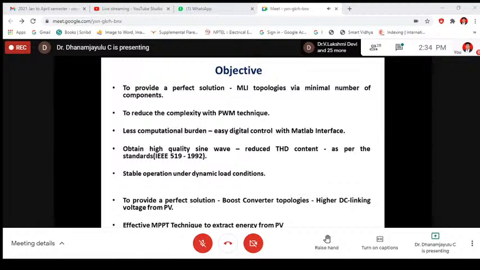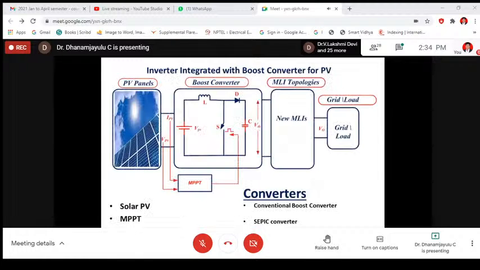So this is the overall structure of the MLI integrated with a boost converter for solar PV applications. The solar power generation system consists of solar PV panels, whose output voltage is fed to the DC link through the DC converter. The voltage from the DC link is fed to the DC to AC inverter and then to the load. The output of the solar panel is not constant, and it changes according to solar radiation and temperature.